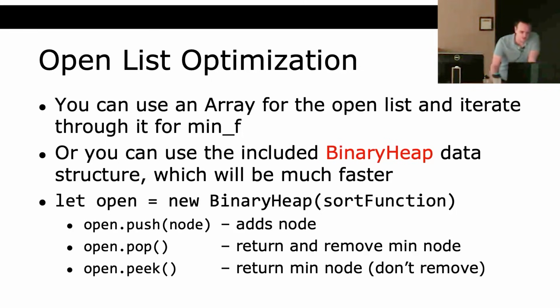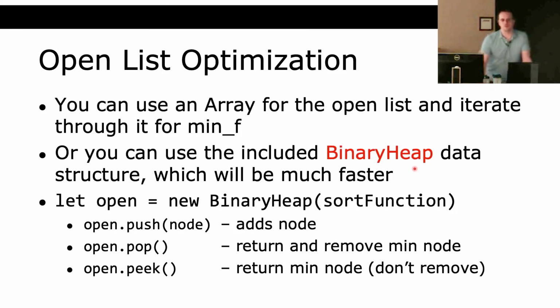Open list optimization. You can, if you want to, just use a standard array for the open list and put nodes in it. And then every time you want to select a min f, you would have to iterate over the entire open list and find the one with the minimum f value. Or, as I'll show you in a bit, I have included a binary heap data structure, which will be much faster.